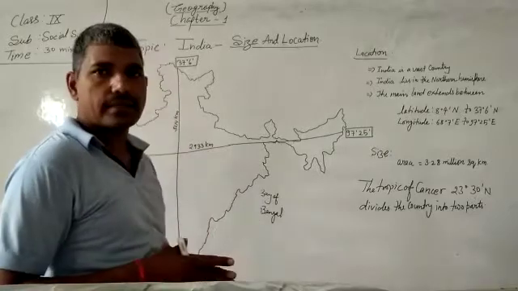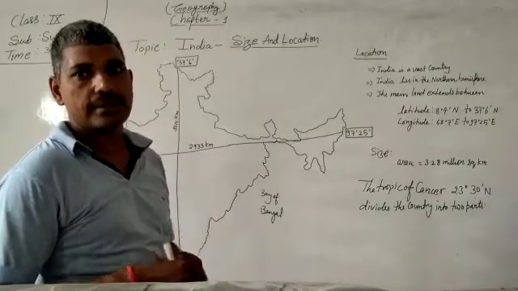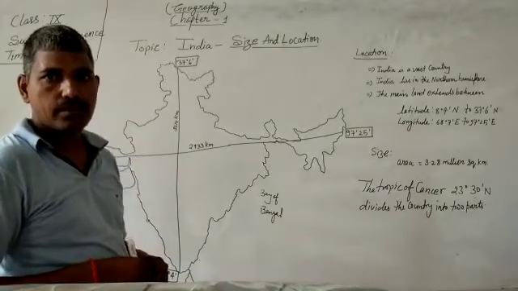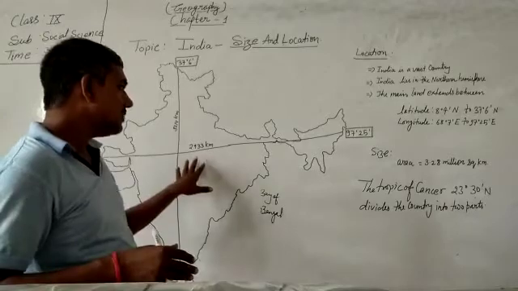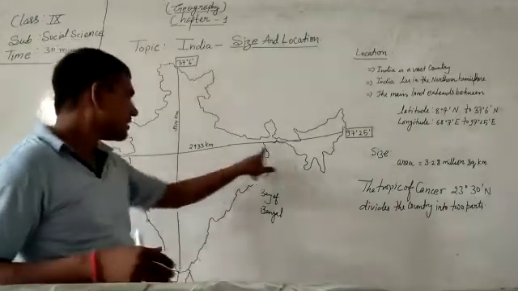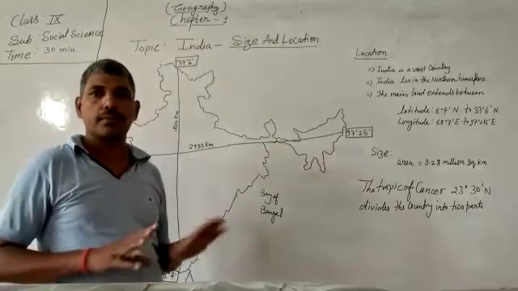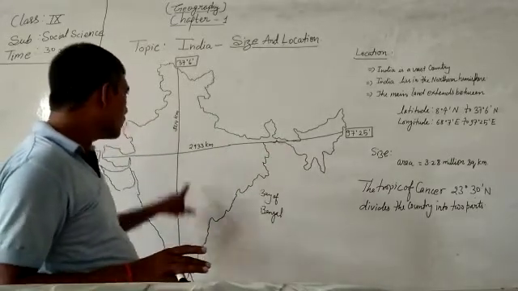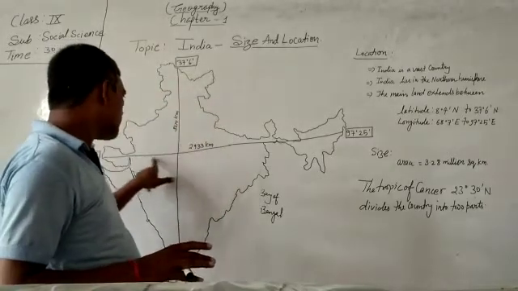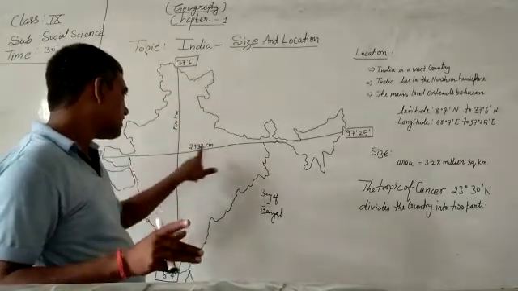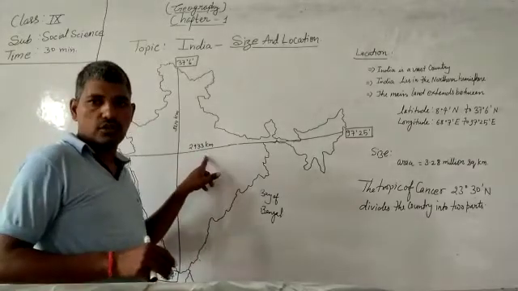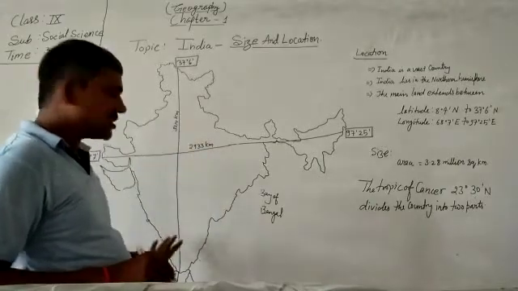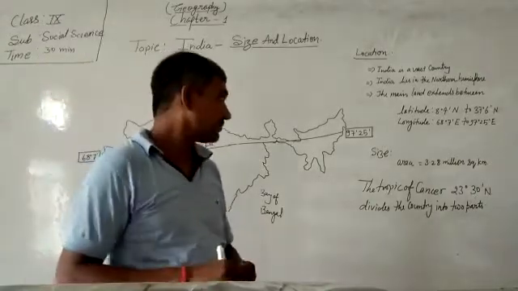Now we can compare which extension is larger. Actually, by seeing the appearance of the map, it seems that this length is larger, but it is not so. The extension from south to north is larger than the extension from west to east, because this one is only 2933 kilometers and this one is 3214 kilometers. So this distance should also be noted by us.